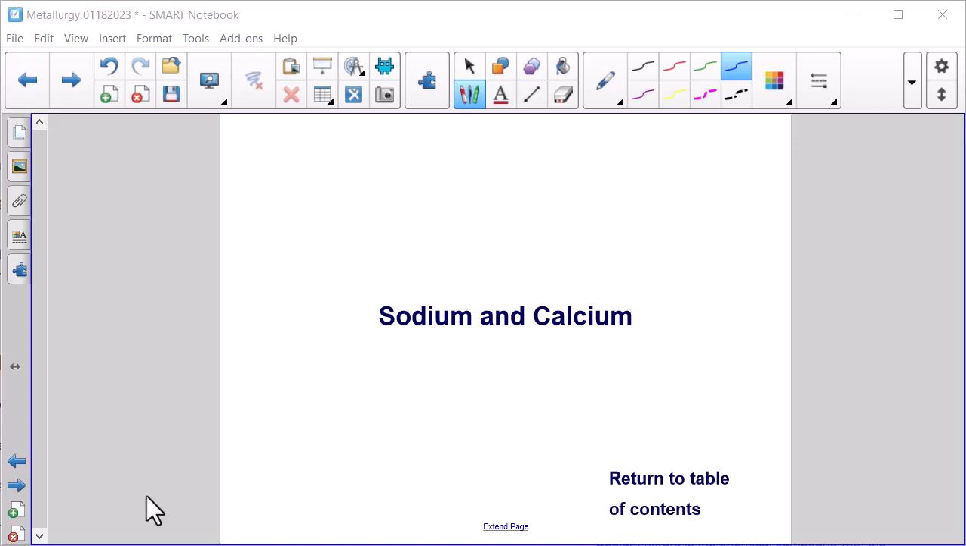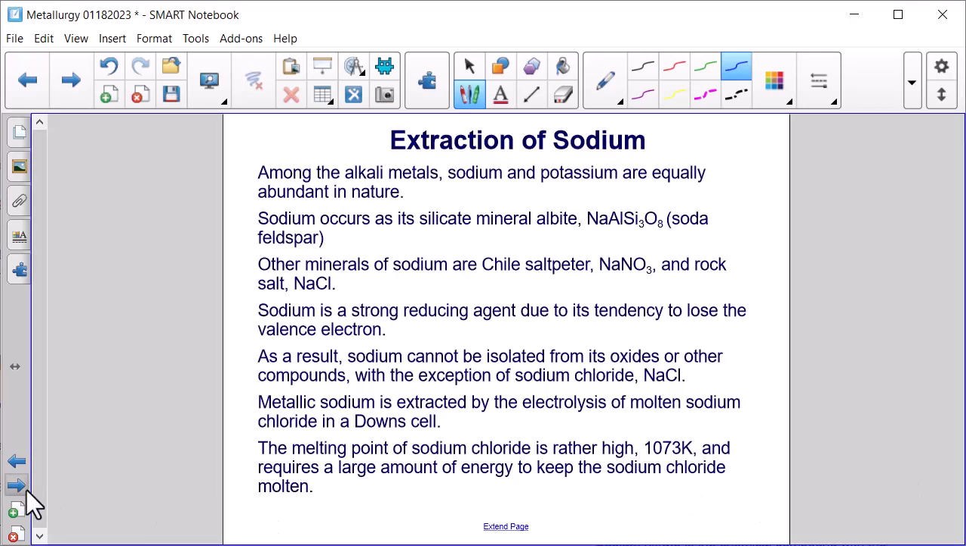Sodium and calcium. Extraction of sodium. Among the alkali metals, sodium and potassium are equally abundant in nature. Sodium occurs as its silicate mineral albite, given by this formula here, and the common name soda feldspar.